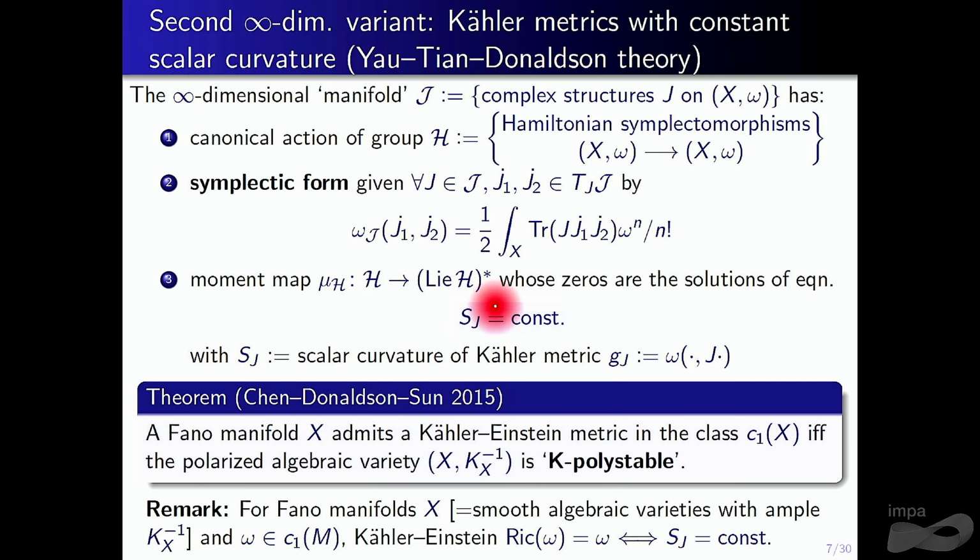A Fano manifold admits a Kähler-Einstein metric, in the cohomology class of the tangent, if and only if this polarity is polystable. And actually, in this special case, the Kähler-Einstein condition is just the vanishing of the moment map.